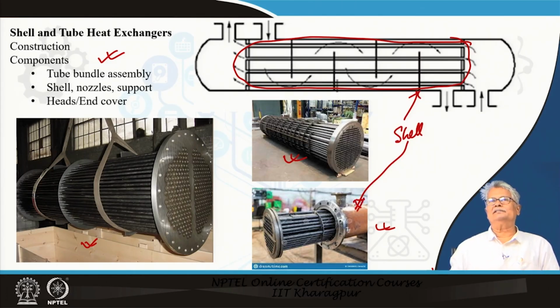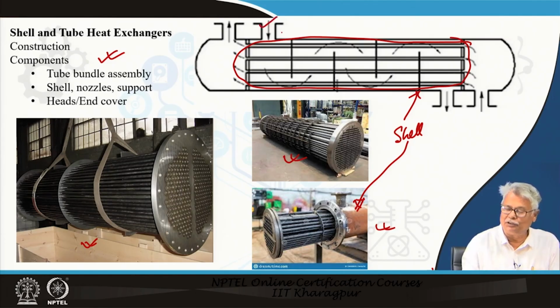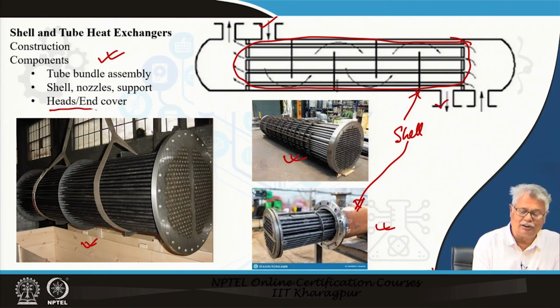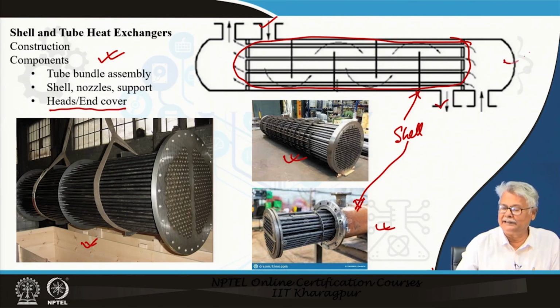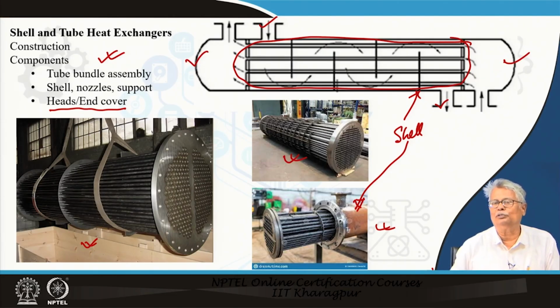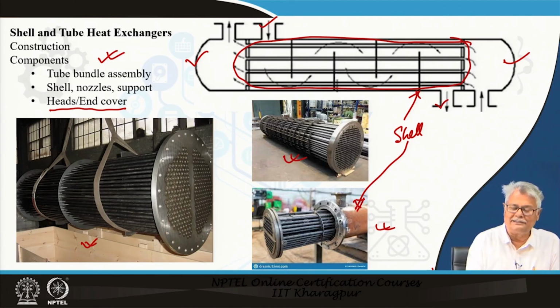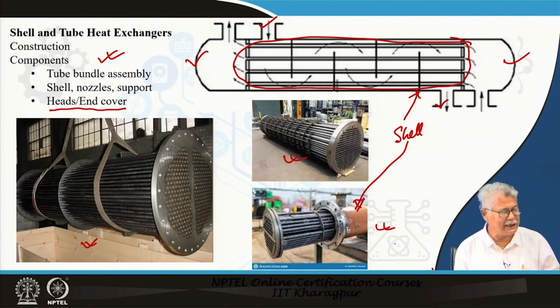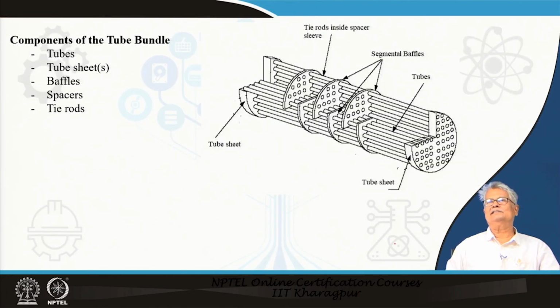So, what you have here is the tube bundle will be inserted in the shell, and your shell will have nozzles. Yes, you have the nozzles here. You will also have the heads or end cover. This is the stationary head, because the tube side fluid enters from here, and that is the rear end cover. So, we have an identification of the major components of the heat exchanger, and then we proceed now to look at the details of the tube bundle.